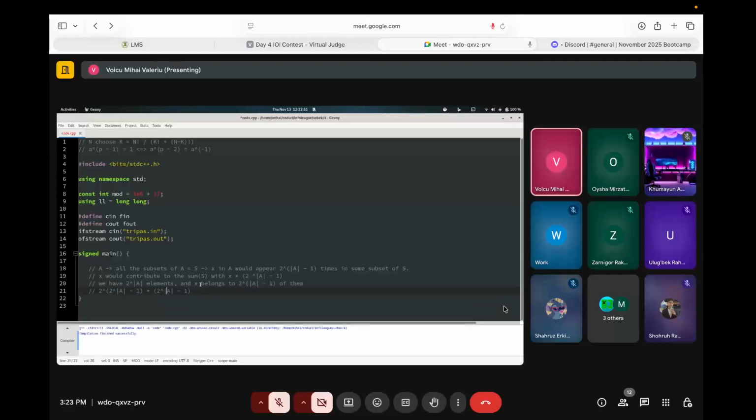Oh no. Okay. So we have all the subsets. We take any subset where X appears, X contributes. Then we take any subset without that one subset, and then we choose which subset we chose X to belong to initially.